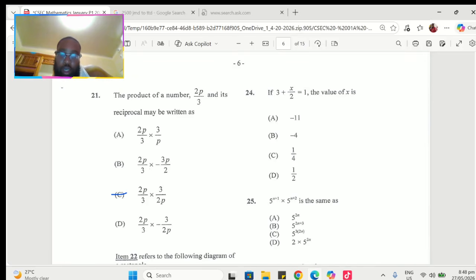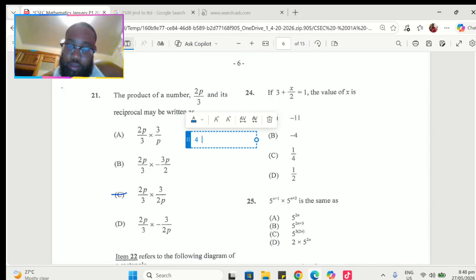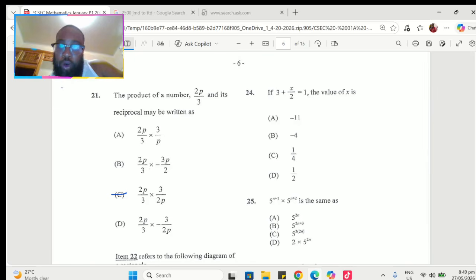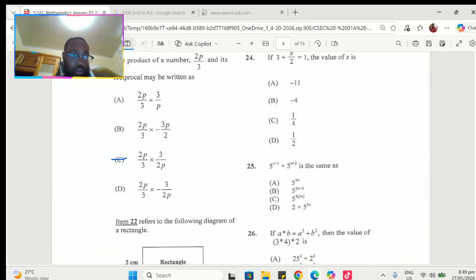So when they say the reciprocal of a number, it's just that number flipped. So the reciprocal of 4 will actually be 1 over 4, because 4 as a fraction is 4 over 1. You're just taking the number and flipping it. The reciprocal of a half will be 2 over 1. The reciprocal of 3/4 will be 4 over 3. You just take the fraction and flip it. You all understand?